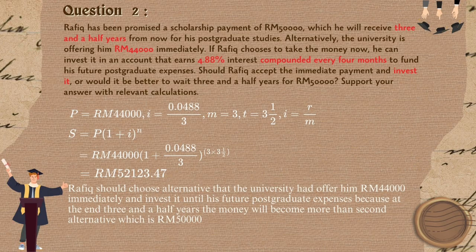52,123 ringgit 47 cents. And the answer is Rafiq should choose the alternative that the university had offered him, 44,000 ringgit immediately, and invest it for his future postgraduate expenses, because at the end of 3.5 years, the money will become more than the second alternative, which is 50,000.